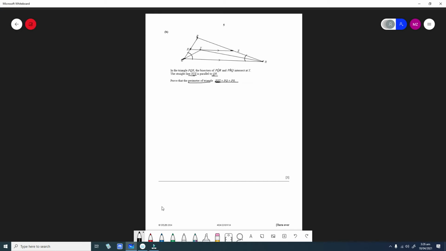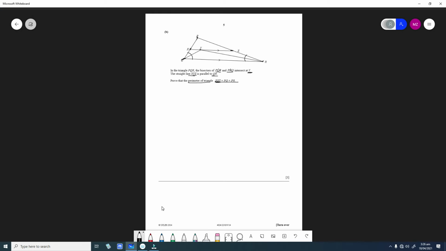Now, first of all, we will see what the given information is in this question. We are given that there is a triangle, and the bisectors of PQR and PRQ intersect at Y. And the straight line XYZ is parallel to QR.